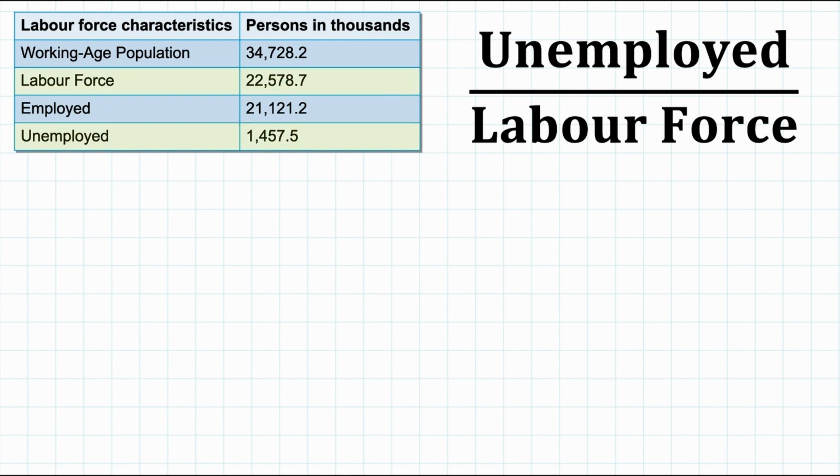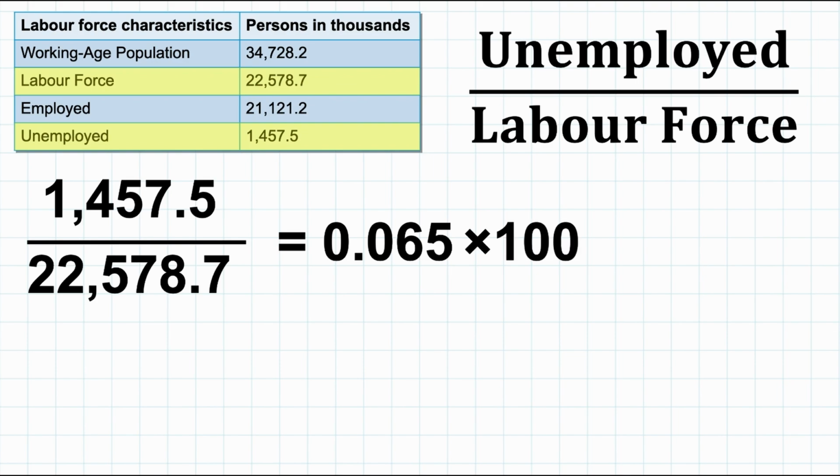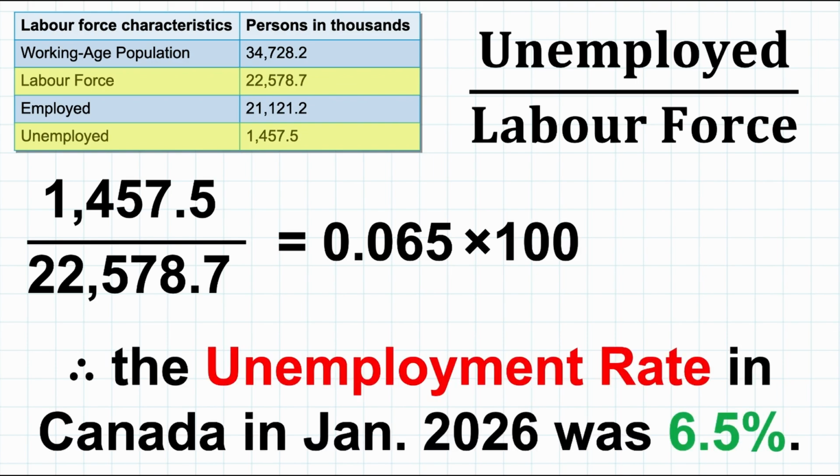Now that I've got the unemployed and labor force numbers, I can substitute them into my equation, and that's going to give me this value here, which I can simplify to 0.065. However, it's a rate, so I have to multiply by 100, and this means that the unemployment rate in Canada in January of 2026 was 6.5%.